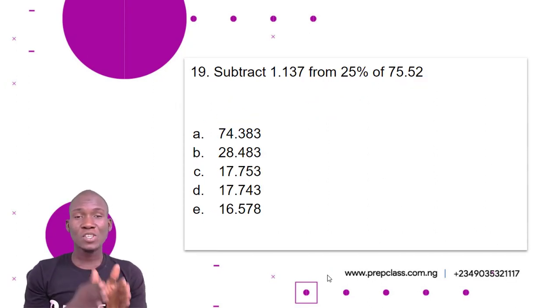Question 19. Subtract 1.137 from 25% of 75.52. A. 74.383, B. 28.483, C. 17.753, D. 17.743, E. 16.578.